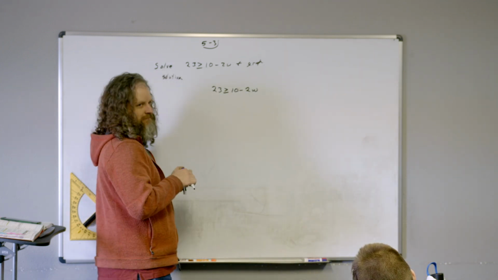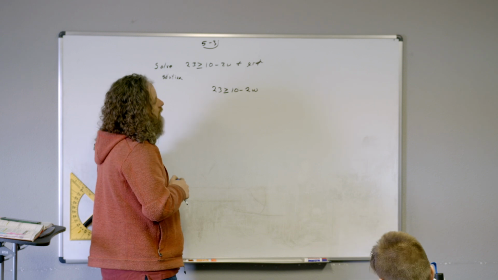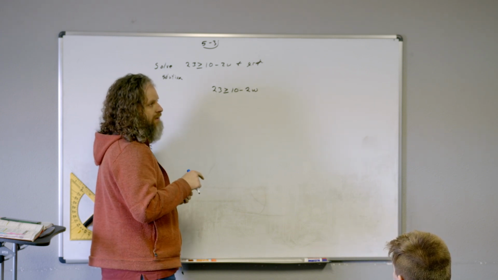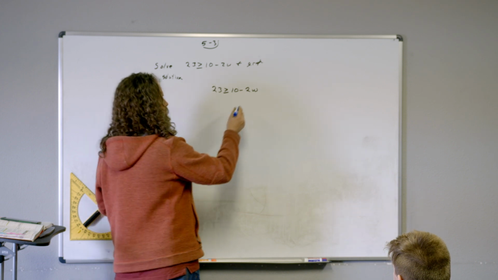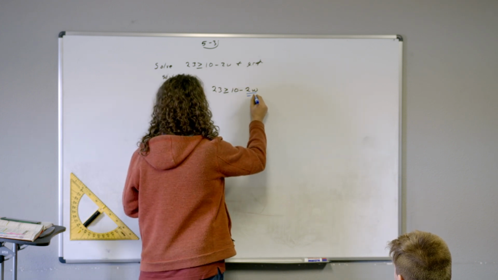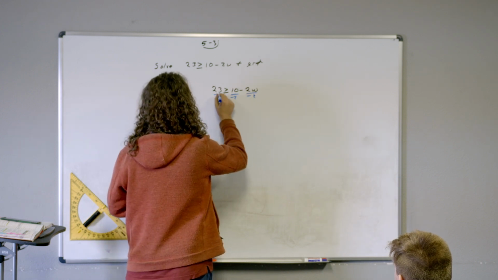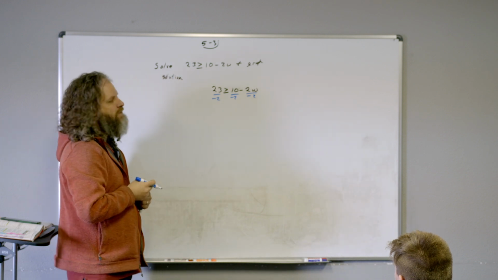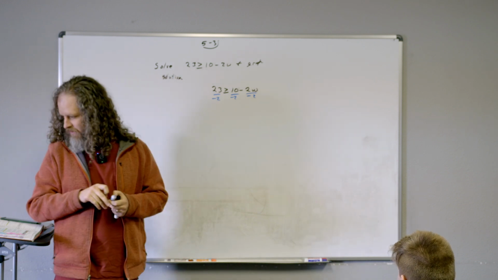I was thinking divide the 2 first. Does PEMDAS not matter on this one as much? So remember, if you do divide the negative 2, you have to divide everything by negative 2. So then we end up with 23 over negative 2. So it's easier to get rid of addition subtraction first.